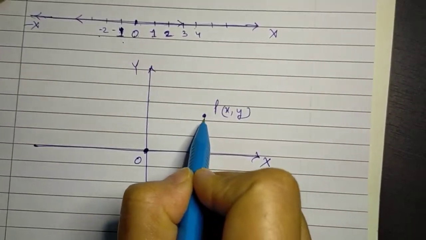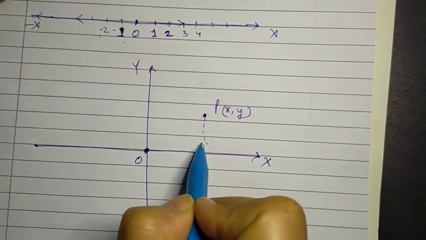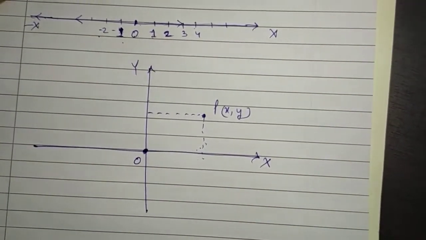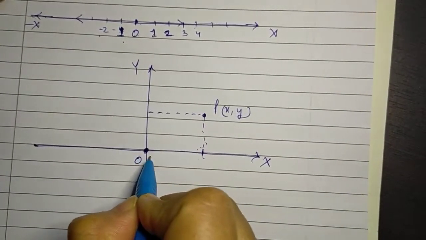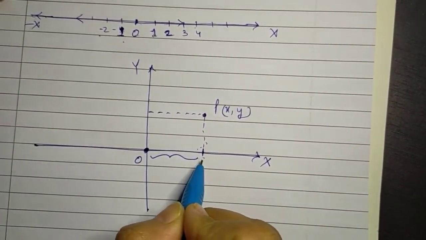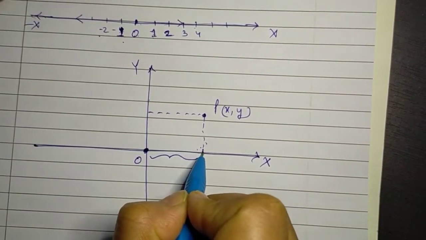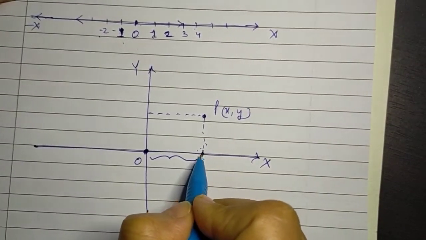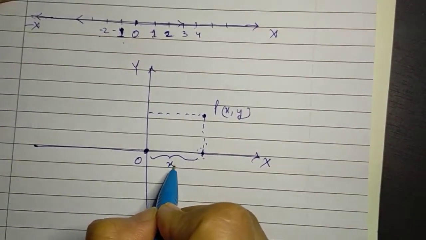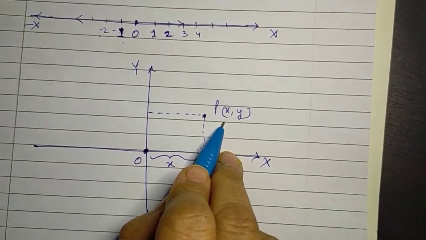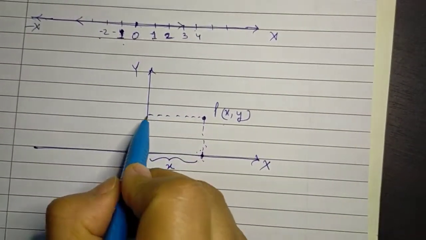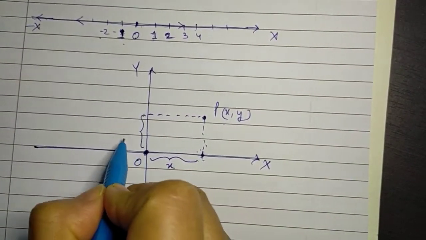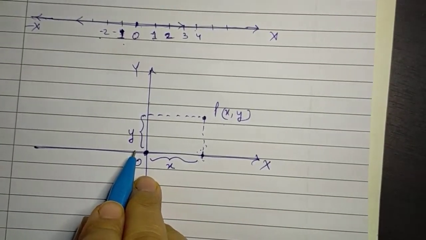Its position. So if you drop a perpendicular from this point on the x axis and you drop a perpendicular from this point on the y axis, the foot of the perpendicular cuts off an intercept on the x axis equal to the x coordinate of this point, whereas the foot of the perpendicular from P onto the y axis cuts off an intercept which is called the y coordinate.